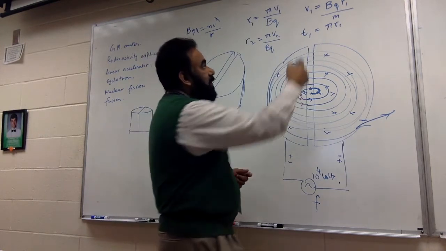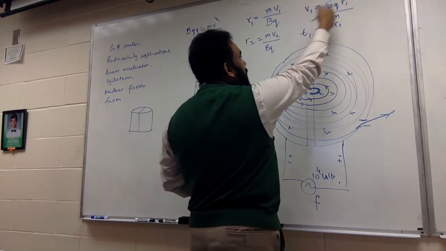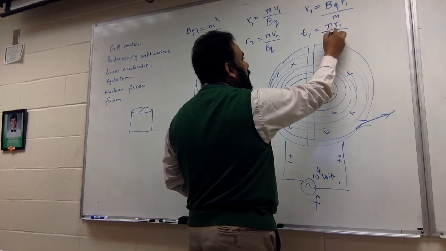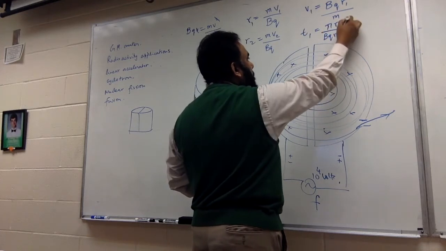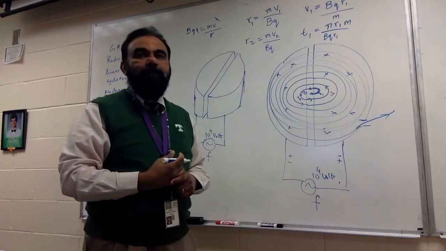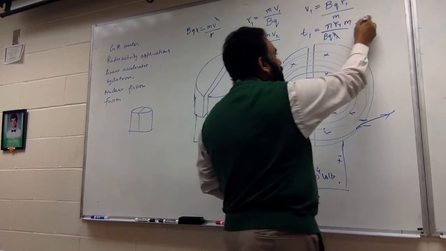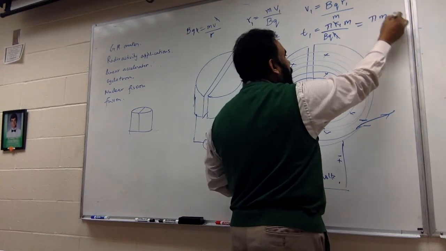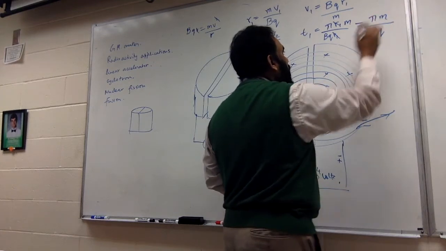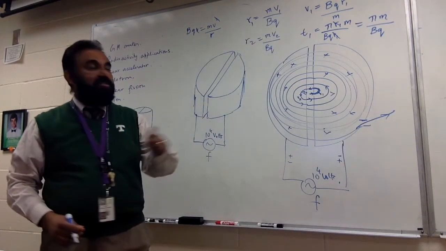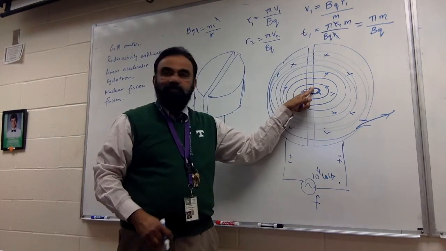The distance is this. Speed is this, over m. R1 cancels with R1. So what is it coming out to be? Pi m over bq. That is time t1, which is the time spent from here to here.